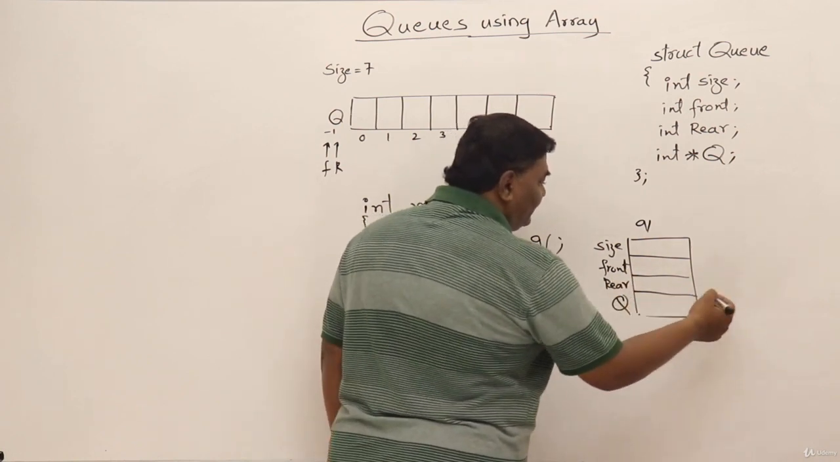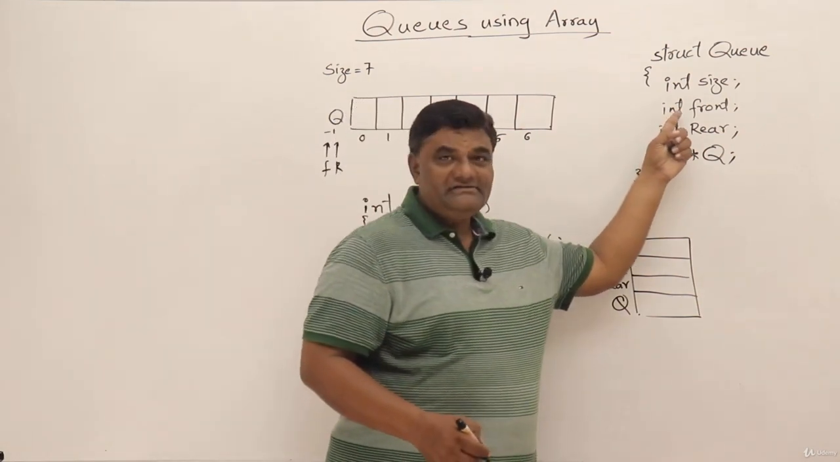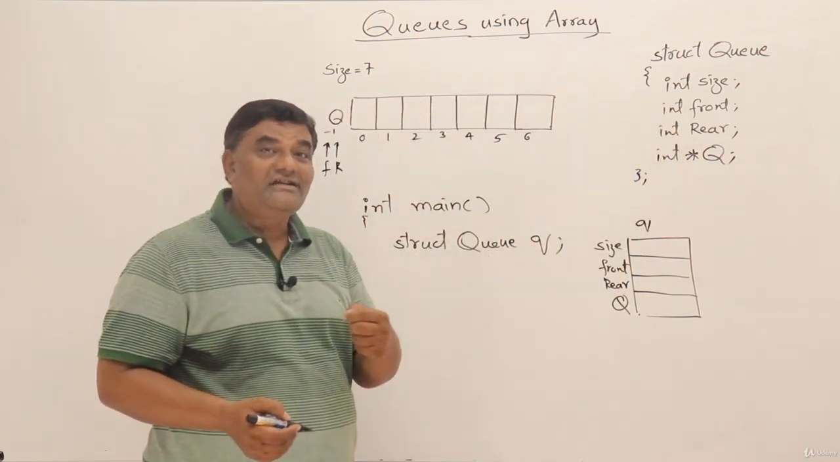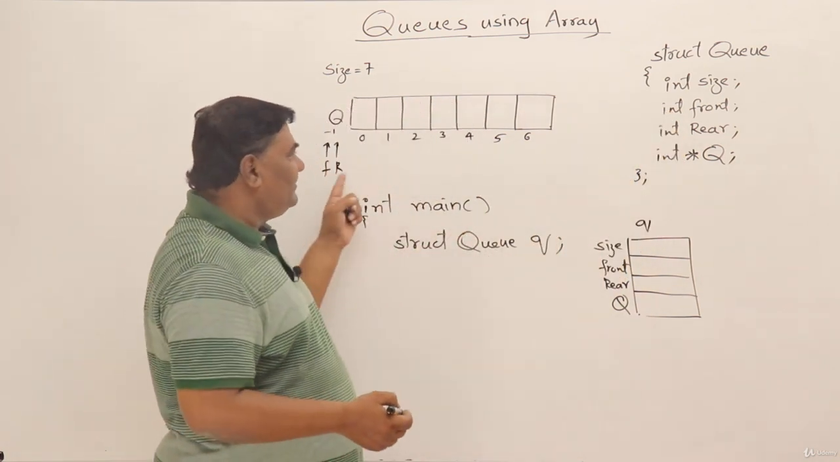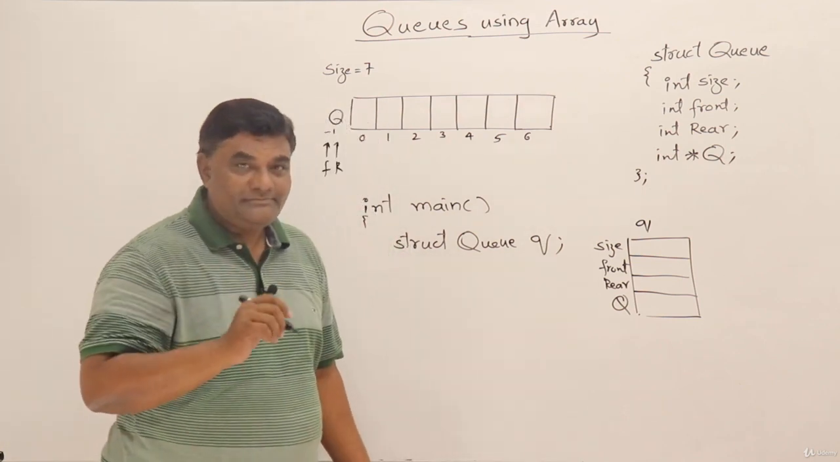and q is a pointer to an array. So I am calling them pointers, but these are not actually pointers. These are index pointers. Index pointers are not address pointers, but they are pointing on the element, so we are calling them pointers. Don't confuse them with address pointers.